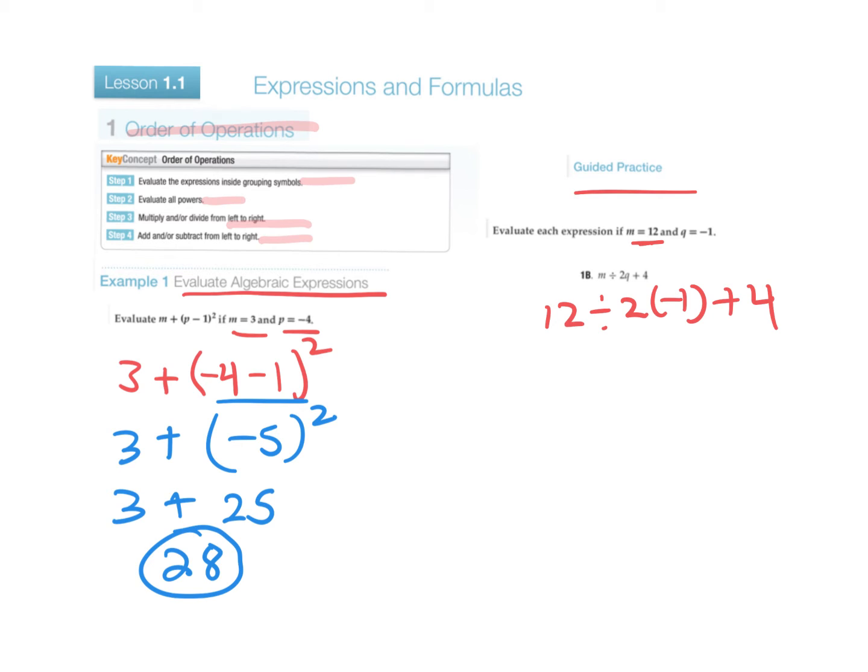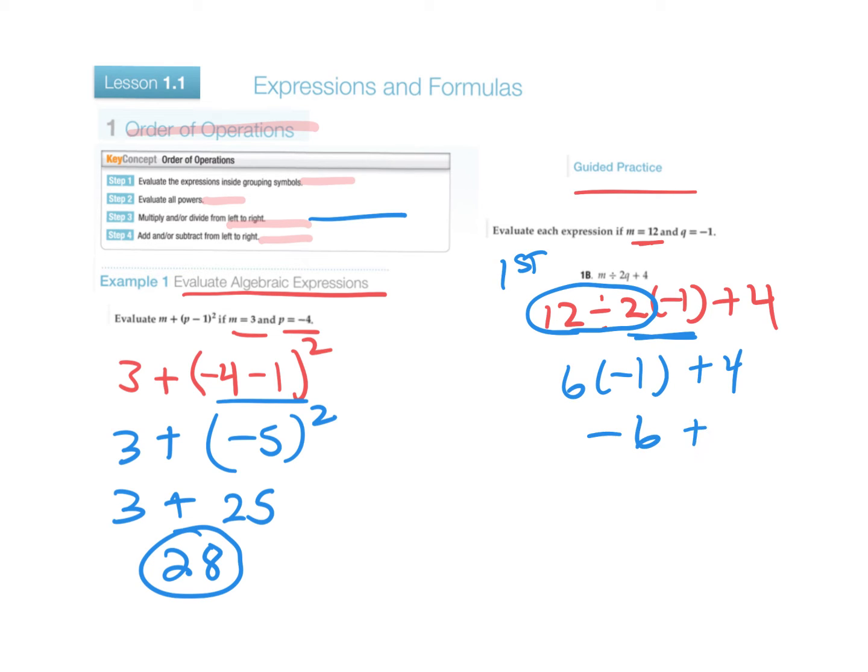What I mean by that is a lot of you will do this part first, and that's actually incorrect because we want to do left to right. So I need to do this part first. So 12 divided by 2, which is 6. And then 6 times a -1, plus 4, -6 plus 4, and we get our -2. Now you would get the same answer if you multiplied first, but it's good practice to always go left to right because there's times where that's not the case. So here are the evaluations.